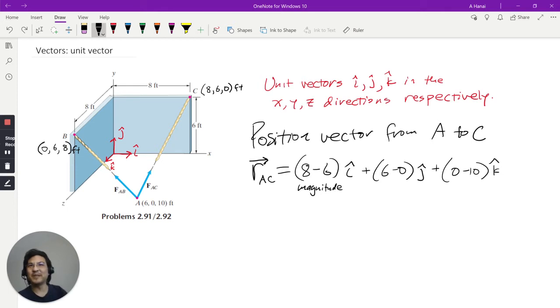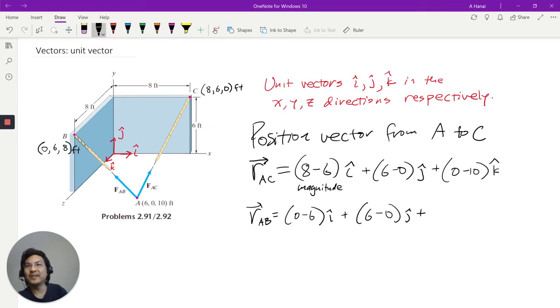Just another example: let's say you wanted to go from A to B. Here's A, here's B. In the x direction, 0 minus 6, i hat. In the y direction, 6 minus 0, j hat. In the z direction, 8 minus 10, k hat. So let's practice some of that unit vector stuff.